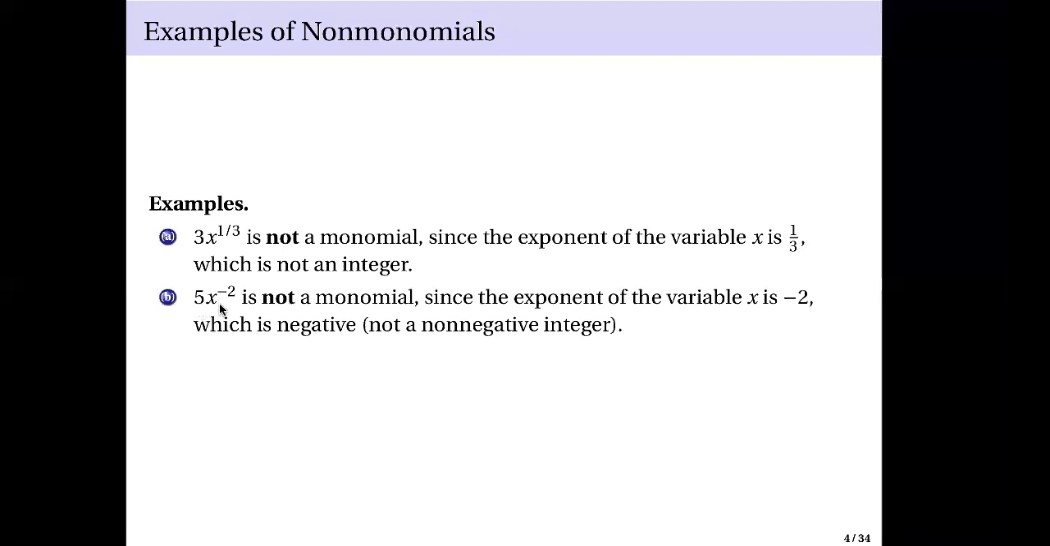And then we have here 5x raised to negative 2. This is also not a monomial since the exponent of the variable x is equal to negative 2. And we define monomials to have non-negative integer exponents, and negative 2 is a negative number. So we will not call this a monomial based on our definition. And later on, we will see more examples which are not monomials, or even extend our definition to polynomials.